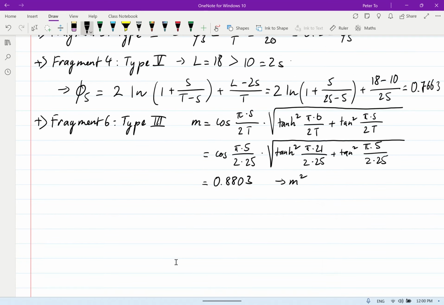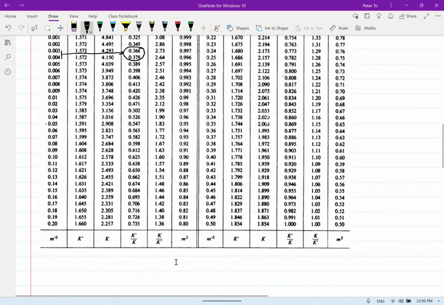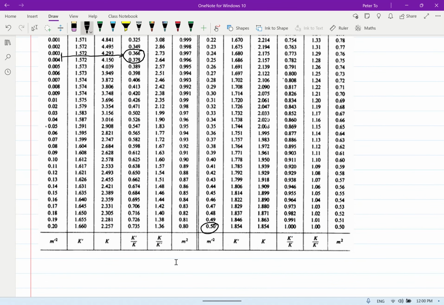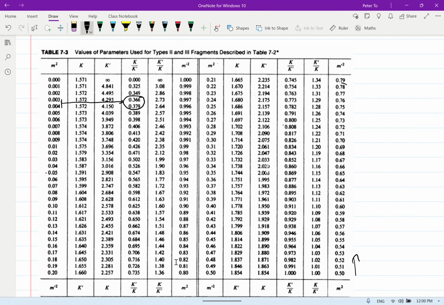From here I can have my value of m square, which is equal to 0.7749. Yep, and I use the table again to get my value, let me check it, 0.7749. So you can see here the m square at 0.50, so therefore I have to use this column to go up, so 0.7749 should be in between this one, and I go from this one to this value of k over k dash.